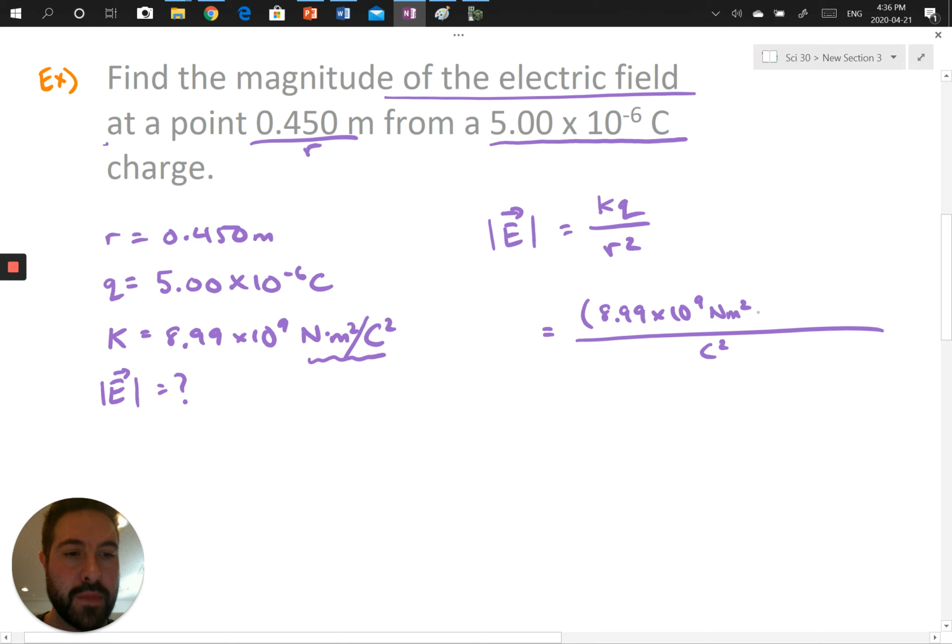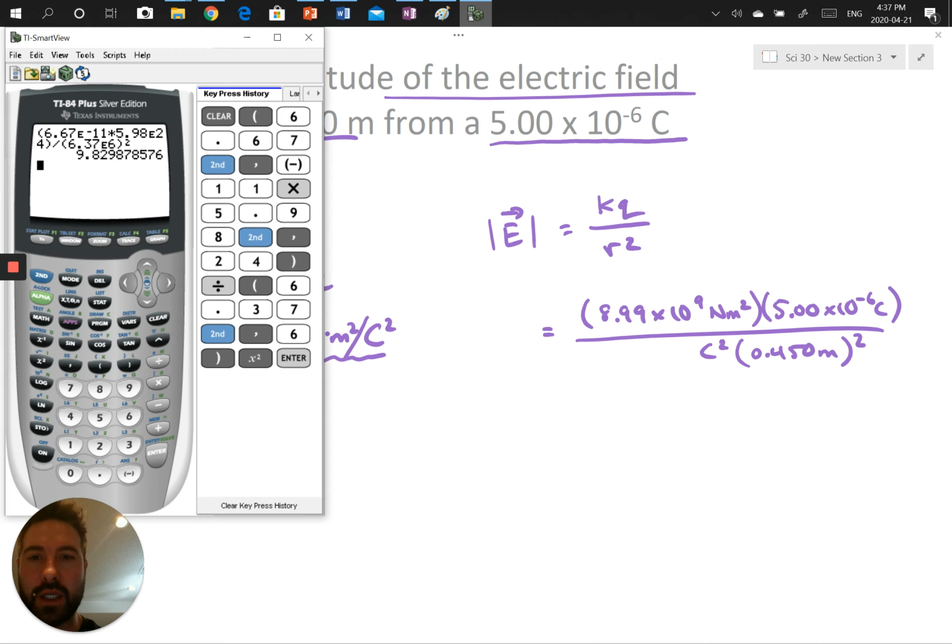And then we're going to have our Q, which is 5.00 times 10 to the negative 6 coulombs. And then on the bottom, we're going to have our R value, so 0.450 meters. That always has to be in meters, you guys, so you may have to do a conversion. We're going to square that value. So we're going to take out our calculator, and we're going to see if we can find that value here.